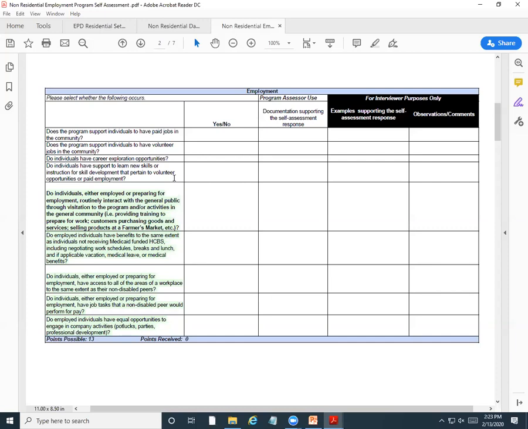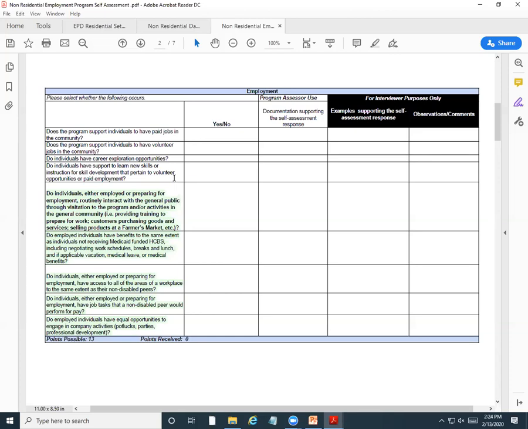Do individuals have benefits to the same extent as individuals not receiving Medicaid, including negotiating work schedules, breaks and lunch, and if applicable, vacation, medical leave, or medical benefits? We know the latter probably won't be seen much, but it's important that in any work environment, if I needed to flex my time for a day or I was sick and couldn't come in, those are things I can work out with my boss. If I have to take a break a little bit early or a little bit late to make an appointment or make a phone call, those are all normative things that would happen in any employment environment.